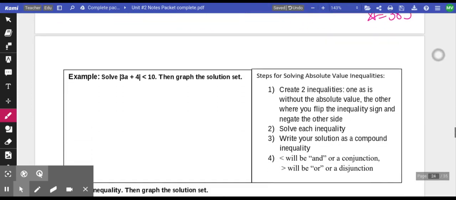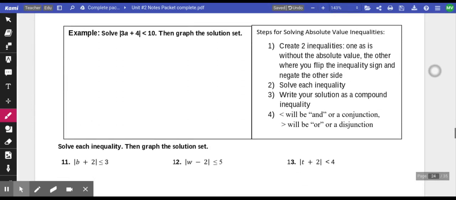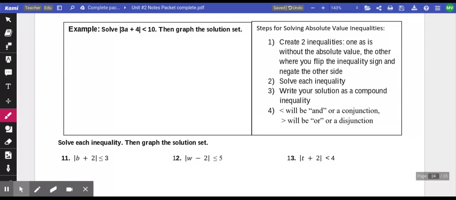So now we're going to talk about solving absolute value inequalities. The steps for solving an absolute value inequality is to create two inequalities. One is without the absolute value, the other where you flip the inequality and negate the other side. I suggest that rather than doing that step, you just do it how we've been doing it, which is you multiply it by a -1. If you prefer to do it that way, you may.